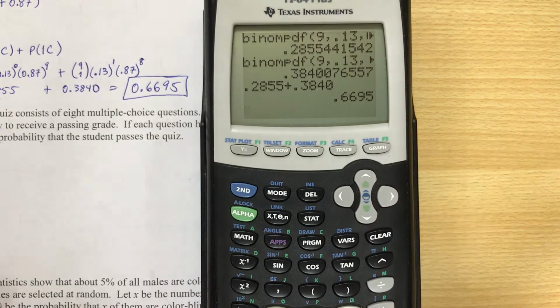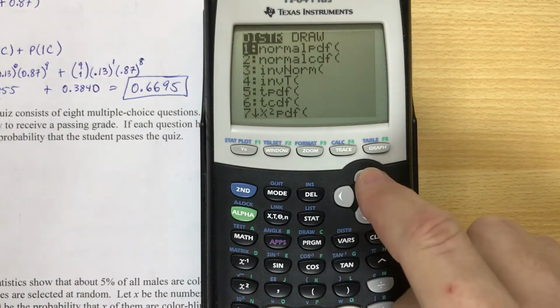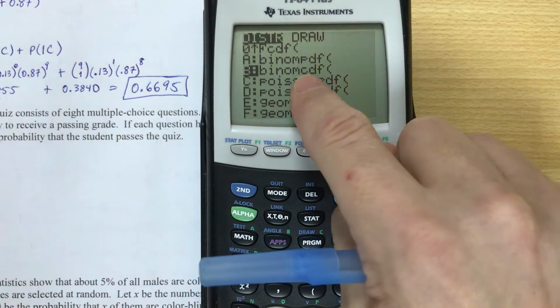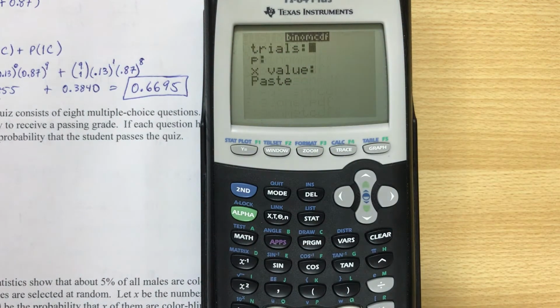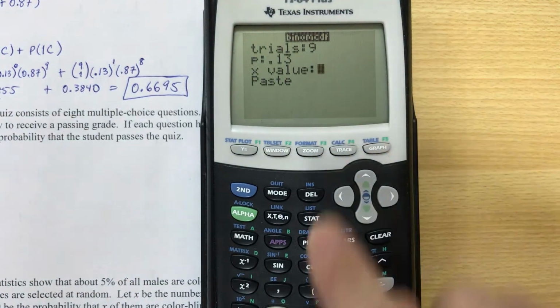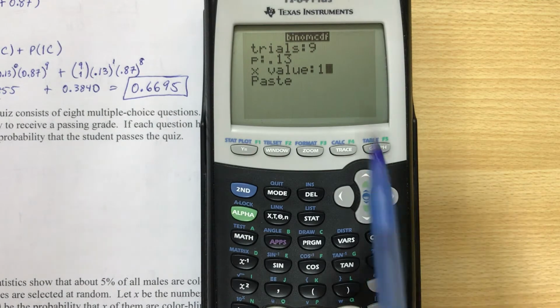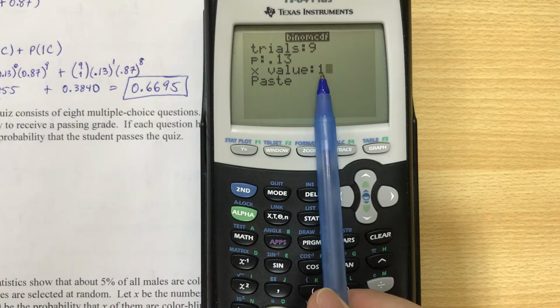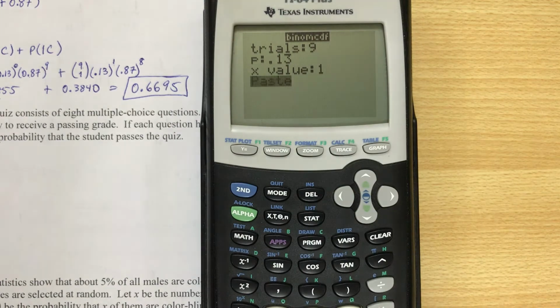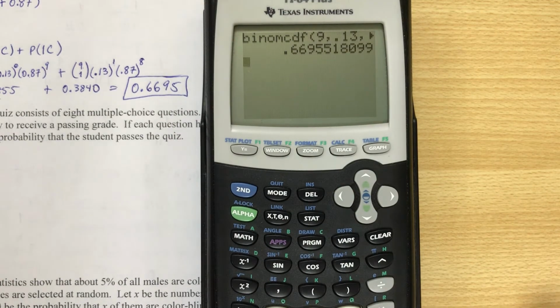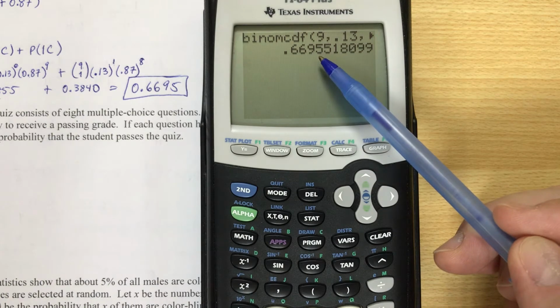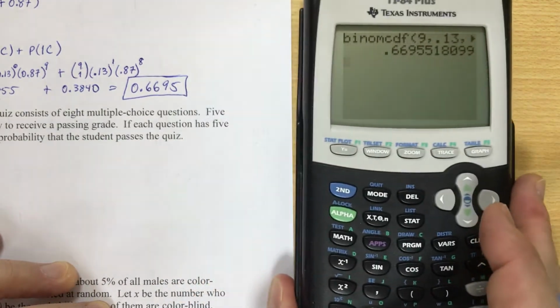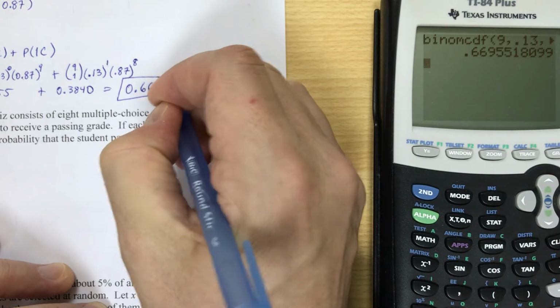Now I can do this even faster. If I go to binomial CDF, which is cumulative, 9 trials, 0.13 is the probability of a carton having at least 1 cracked egg. Now this time, if I type 1 for the X value, that's going to find 1 carton cracked or less. And notice that we have the same answer, 0.6695. Okay, actually I should probably say 0.6696 for that.